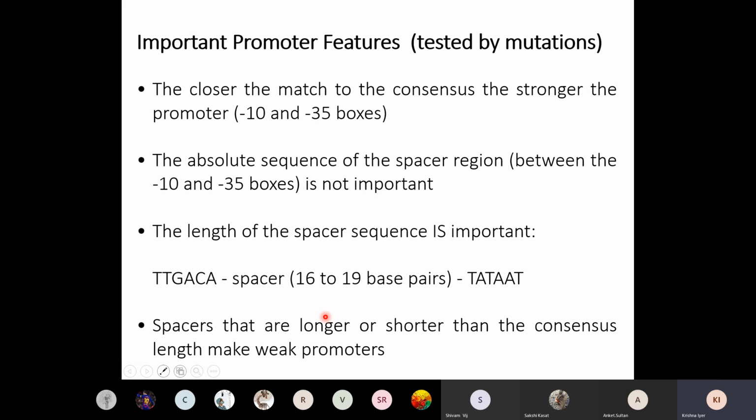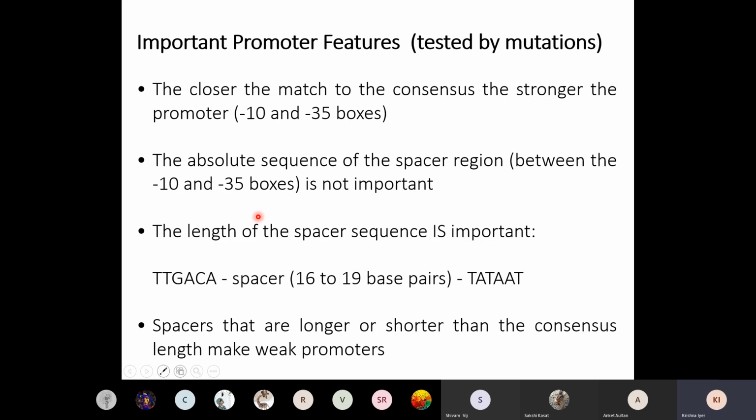The absolute sequence in the spacer region. And what do you mean the spacer region is? We have talked about the -35 region and the -10 region. In between that, let us say at -20, -25, whatever the sequence is, it is not of that much consequence. What is important is the sequence at the points about -35 and -10. Those sequences are important. Intermediate sequences are not that important.